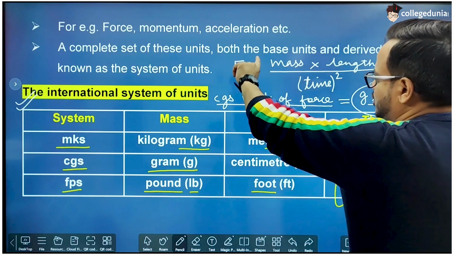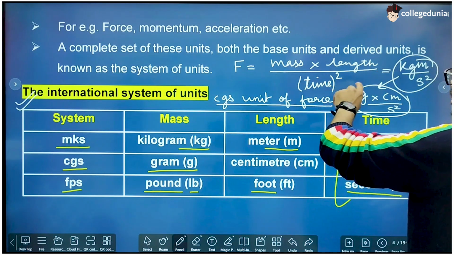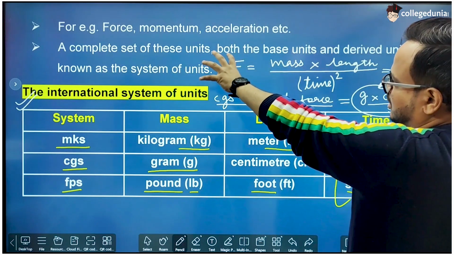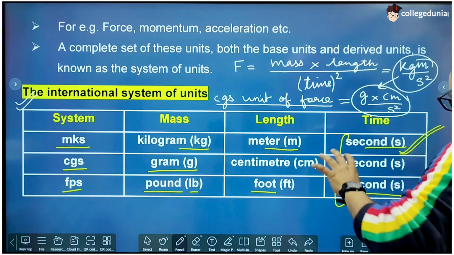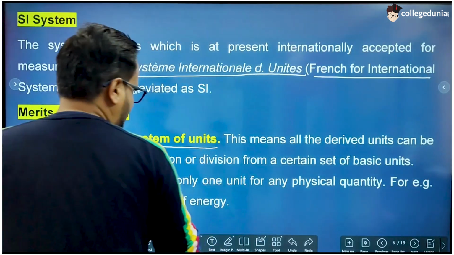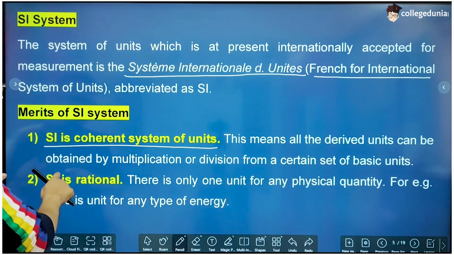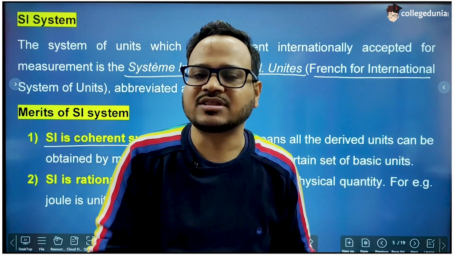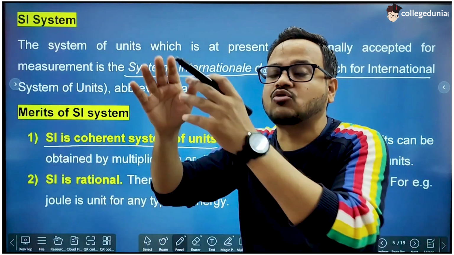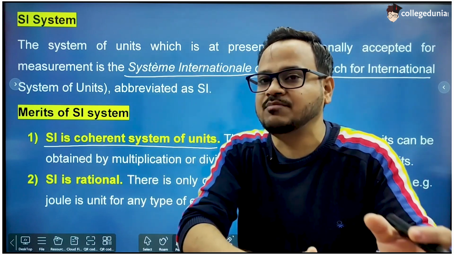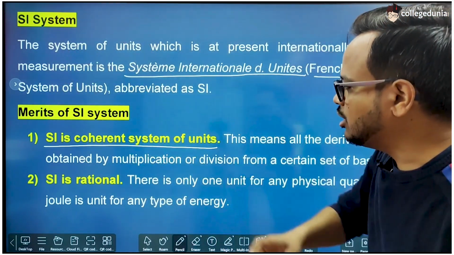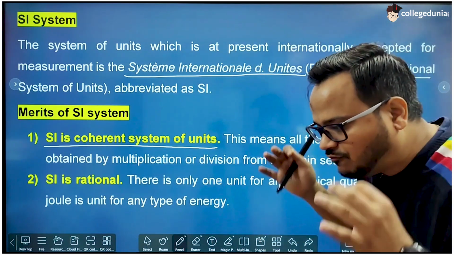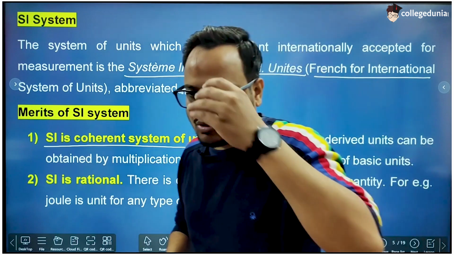The unit of force is calculated by multiplying and dividing the units of the quantities on which the force depends, right? So, that is the meaning of coherent system. This means that all the derived units can be obtained by multiplication or division from a certain set of basic units. We have decided that these seven are fundamental units, and out of those seven, three were more important. So, those three were the more important fundamental units, and 80% of the quantities can be calculated now if we know the formula of the physical quantity, right?